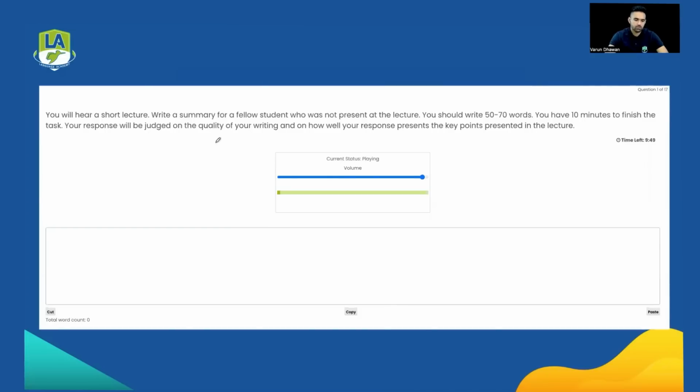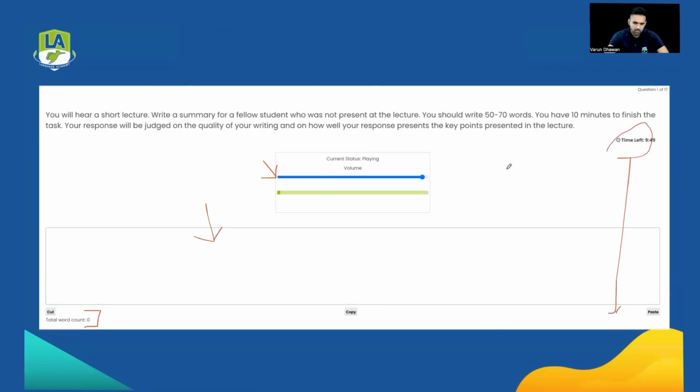This is how your screen is going to look. This is your audio bar. This is where you type your answer. This is your word counter, and then you have your timer over here. Sometimes the timer is over here, so you can have a look at the screen.